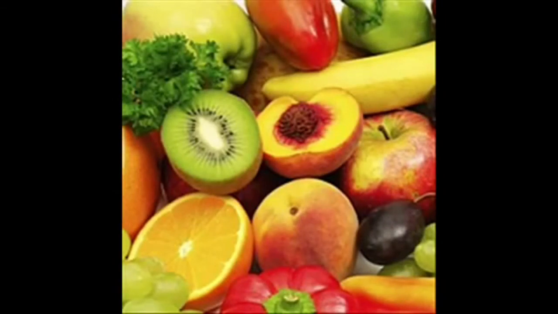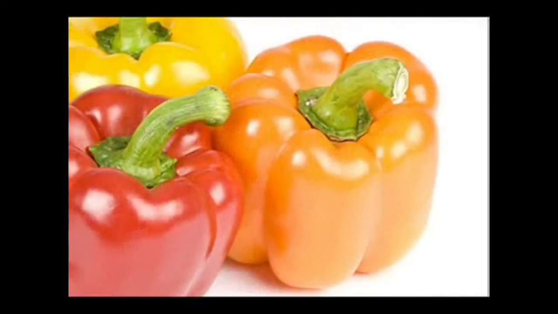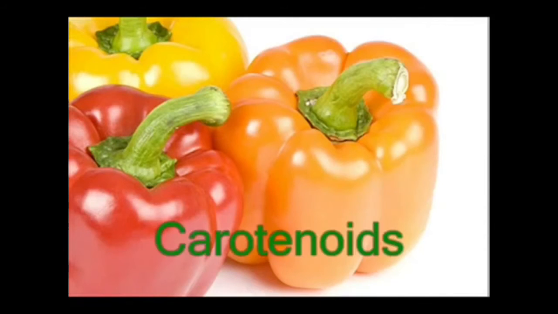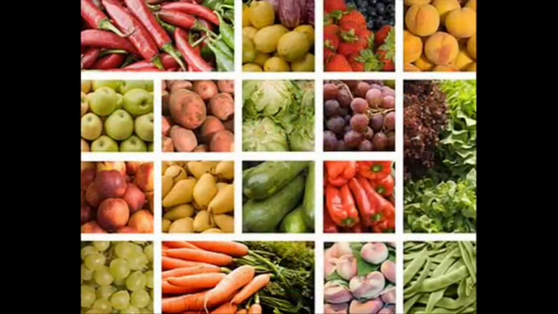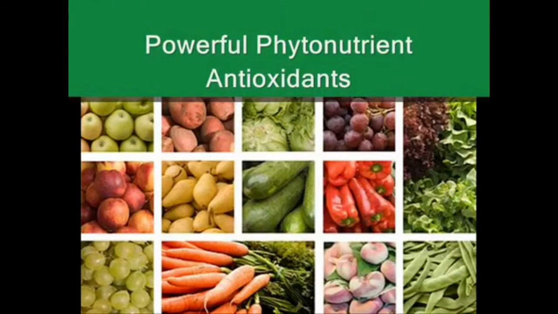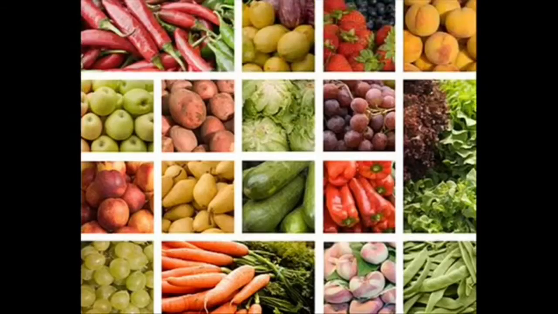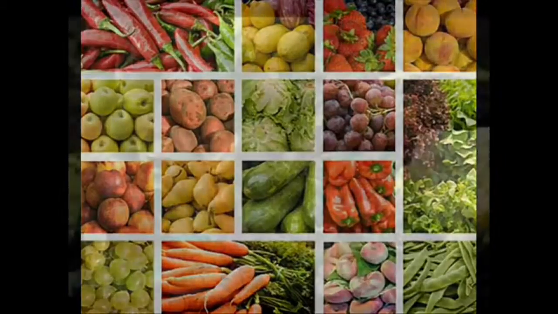Have you ever wondered why your favorite fruits and vegetables display such a fascinating spectrum of color? It's not by coincidence. The specific shade of each fruit and vegetable, be it red, orange, yellow, or green, is determined by its carotenoids, natural pigments that possess strong antioxidant properties. Carotenoids do more than just provide color, however. They are also powerful phytonutrient antioxidants that are capable of quenching an impressive amount of oxidation.